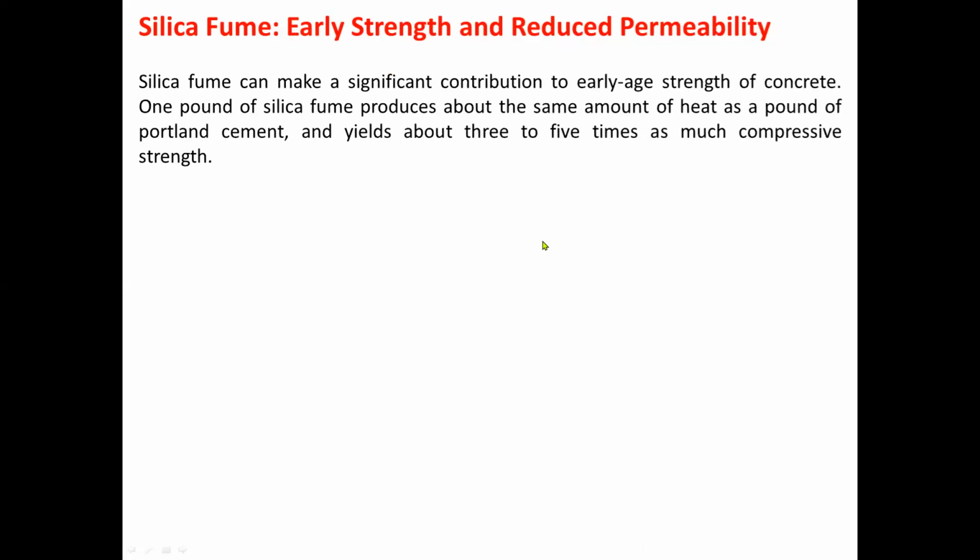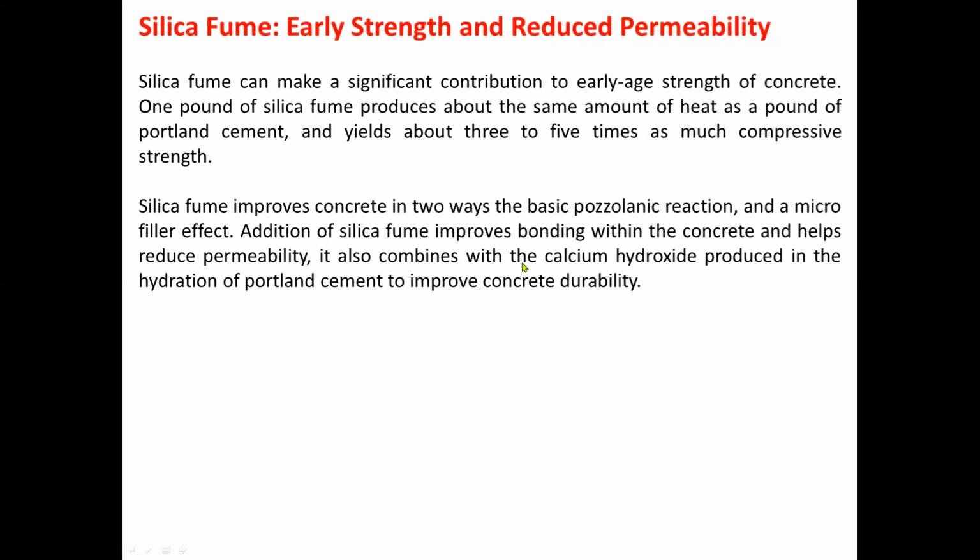Silica fume can make a significant contribution to early age strength of concrete. One pound of silica fume produces about the same amount of heat as a pound of Portland cement and yields about 3 to 5 times as much compressive strength. It improves concrete in two ways: the basic pozzolanic reaction and a micro filler effect. Addition of silica fume improves bonding within the concrete and helps reduce permeability. It also combines with the calcium hydroxide produced in the hydration of Portland cement to improve concrete durability.